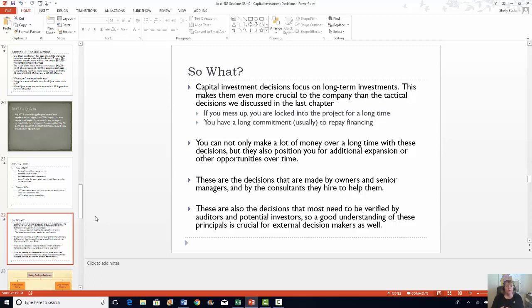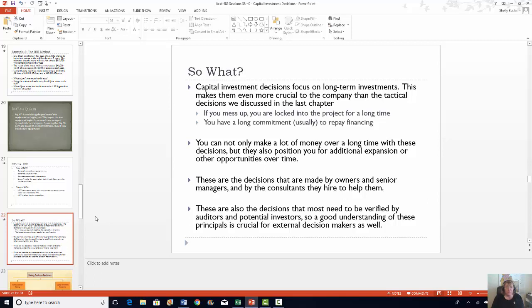These are the decisions that are made by owners and senior managers and by the consultants they hire to help them. So you, as a first year manager, you're probably not going to make these long-term capital investment decisions. You're probably going to be doing more of the tactical decisions. But knowing what they are and understanding them will help your company reach their goals.